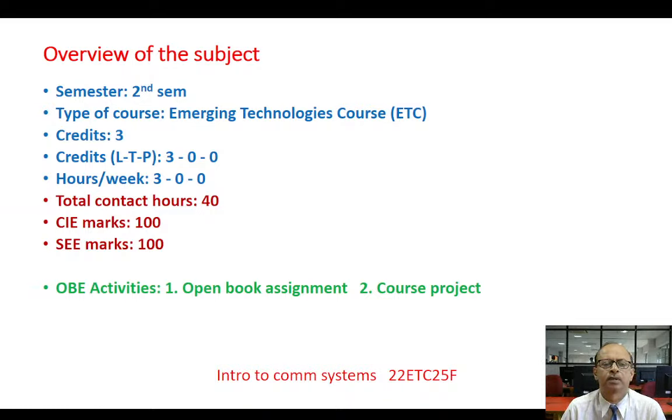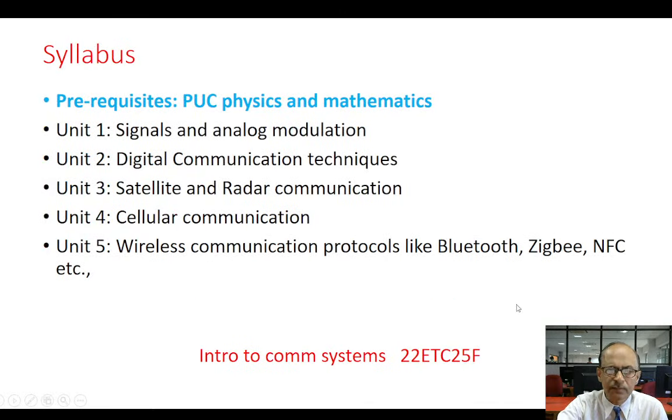During the course we are going to do some interesting activities also, like open book assignment and course project, wherein you can learn the theoretical concepts in a hands-on way. Looking at the syllabus of this subject, first of all, the prerequisites are not very stringent, in the sense PUC physics and mathematics is more than sufficient for learning this subject.